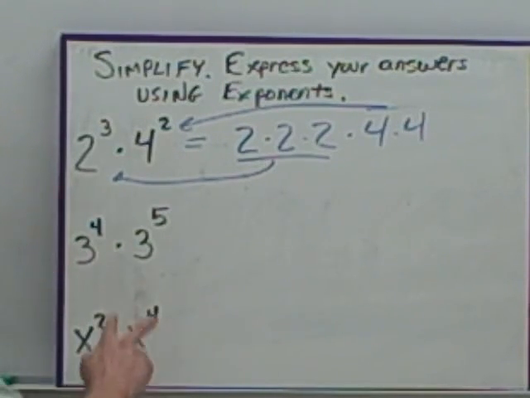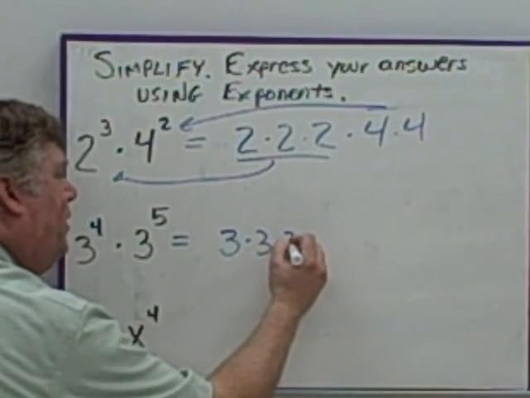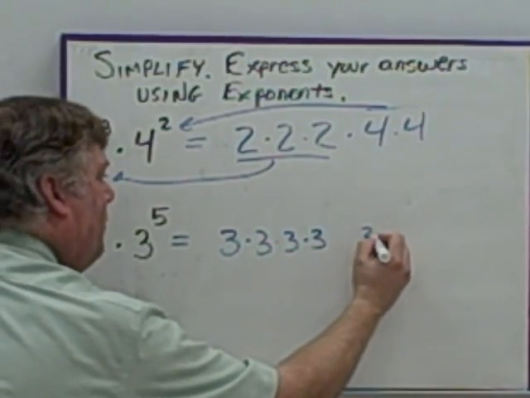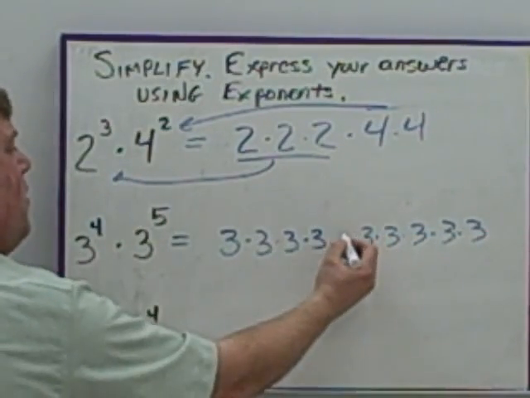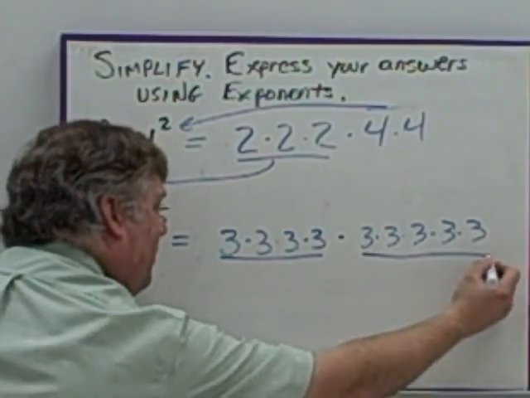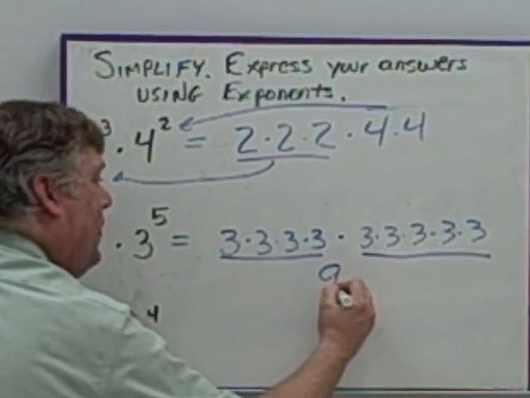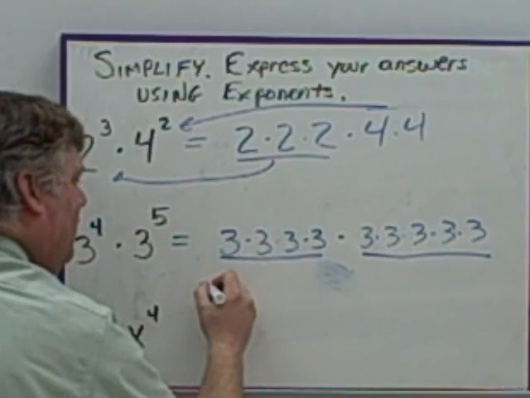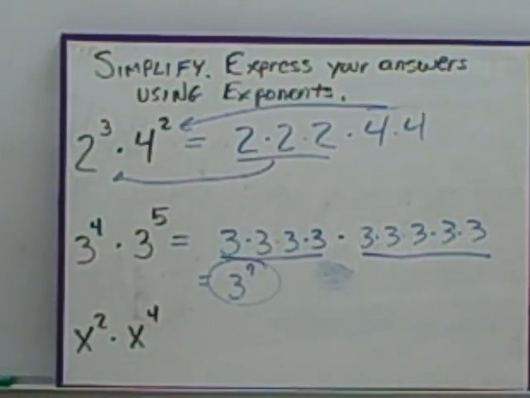This one can though, because the bases are the same. When you put this one out here and you do 3 times 3 times 3 times 3, that's 3 to the 4th, and 3 times 3 times 3 times 3 times 3, 3 to the 5th. Multiplying those, this is 3 to the 4th, this is 3 to the 5th. Altogether, I have 9 3's. So all I have to do is change this to 3 to the 9th power, and that's my final answer on that one.